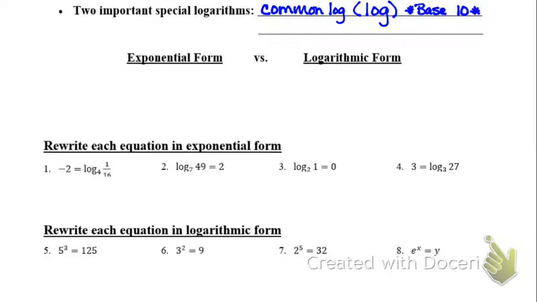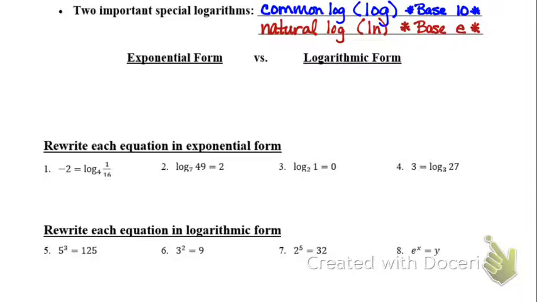Does anybody remember what the other special logarithm is? It's like ln. ln, yes, it is the natural logarithm. Do you guys remember what base that is? e. So if you see just log with no little subscript number, it's base 10. If you see ln, it is base e.